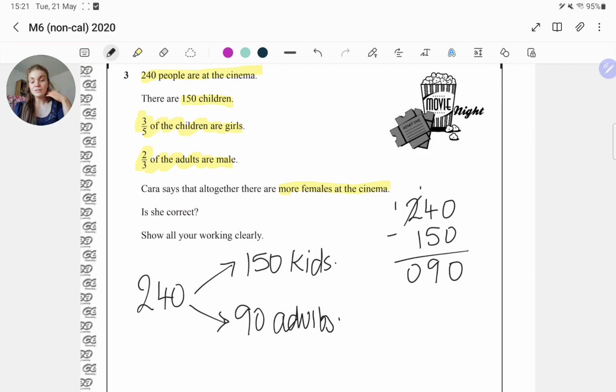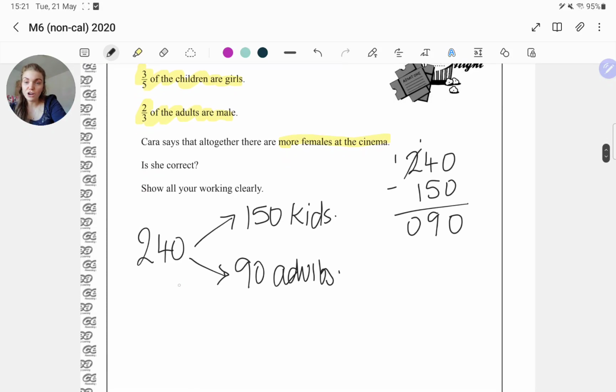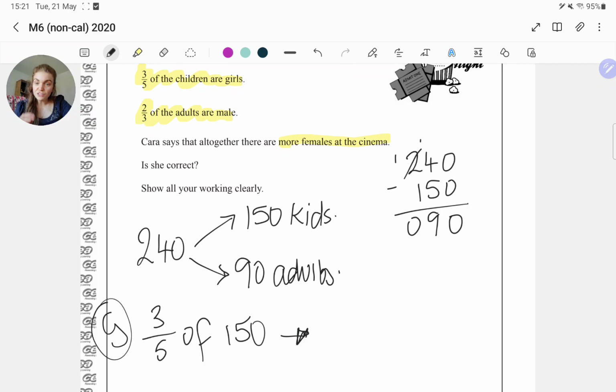Okay? So 90 adults. And then it says to us that 3/5 of the children are girls. So of that 150, 3/5 of 150 are girls. Okay, so it's going to get us the number of girls. So we take the amount of children that we have, which is 150, and we have to find 3/5 of 150. Do you see where that sum comes from? 3/5 of 150. So 150 divided by 5 is going to give 30.